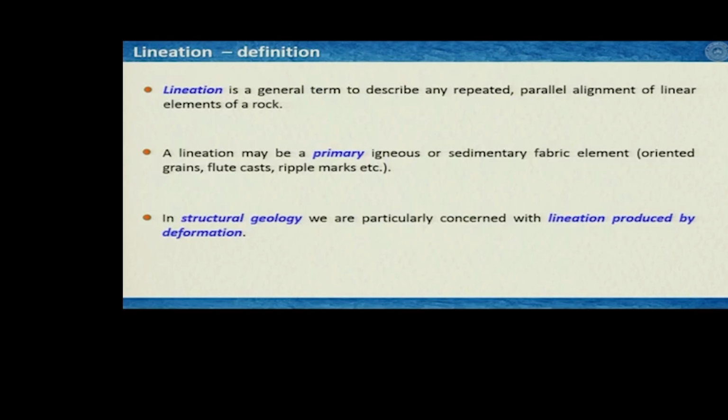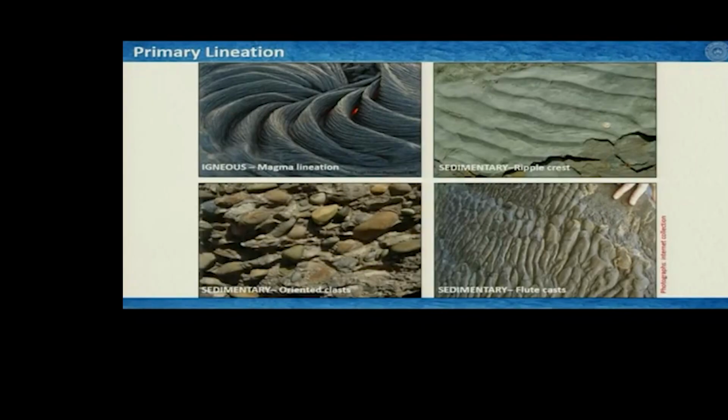But in structural geology, as we deal with deformed rocks, we are particularly interested and concerned with the lineations which are produced by deformation. If we talk about primary lineations, here are some examples. In igneous rocks you can see lineations due to magma flow. You see that a series of linear features are being developed here due to the flow of the magma.